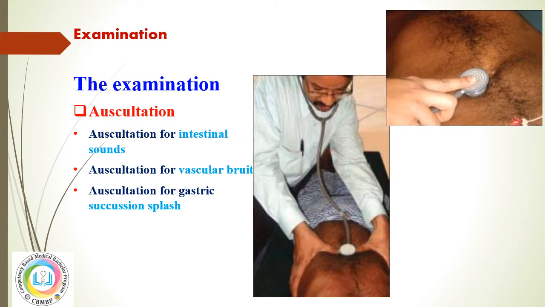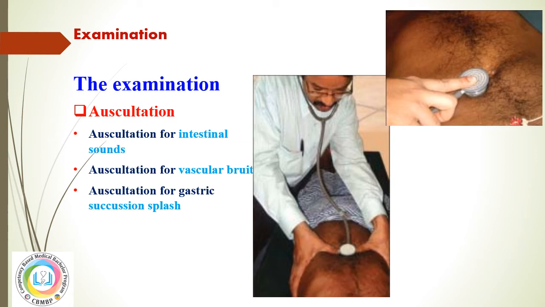I also auscultate for any vascular bruit that results from partial stenosis or narrowing of the lumen of a large vessel in the abdomen, like the renal vessel. When it is stenosed, the passage of blood through it during each systole results in a sound that I can auscultate with the stethoscope.